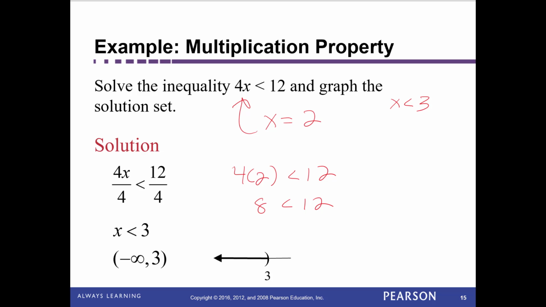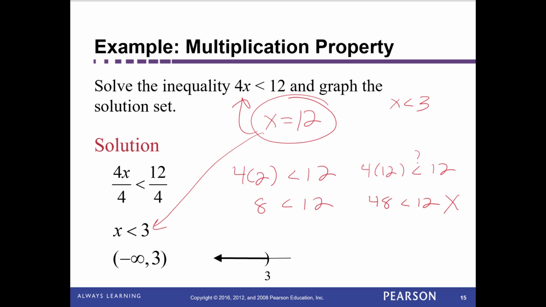What if I put in x is equal to, I don't know, 12? Will that make the statement true? Well, that would be 4 times 12, with a little question mark. Is that less than 12? Hey Siri, what's 4 times 12? The answer is 48. Didn't learn my 12 times table. Is 48 less than 12? And the answer to that is no, 48 is not less than 12. What happened? I put in x is equal to 12, but 12 is not less than 3, so I have a problem there. So only values where x is less than 3 are going to make that inequality true.